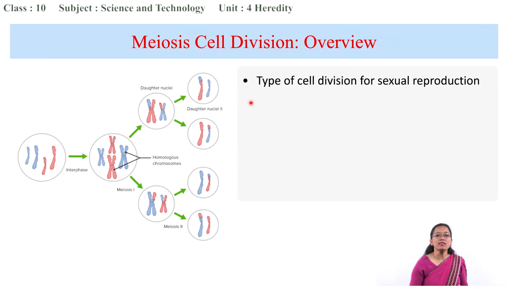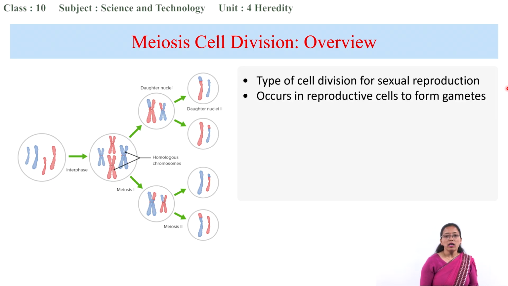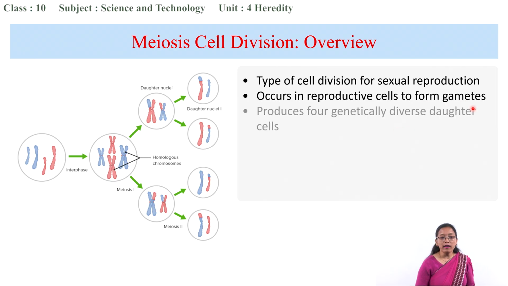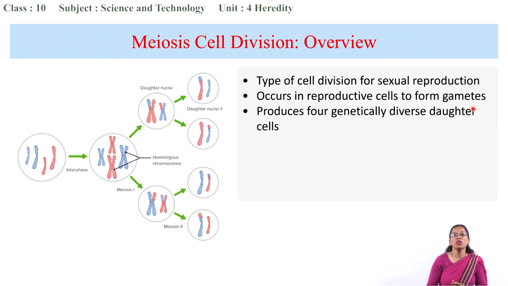Meiosis is a type of cell division which is required for sexual reproduction, especially by forming the gametes. If gametes are not formed, then there is no possibility of sexual reproduction. It occurs in reproductive cells to form gametes. Next, it produces 4 genetically diverse daughter cells. That means at a time it forms 4 daughter cells.